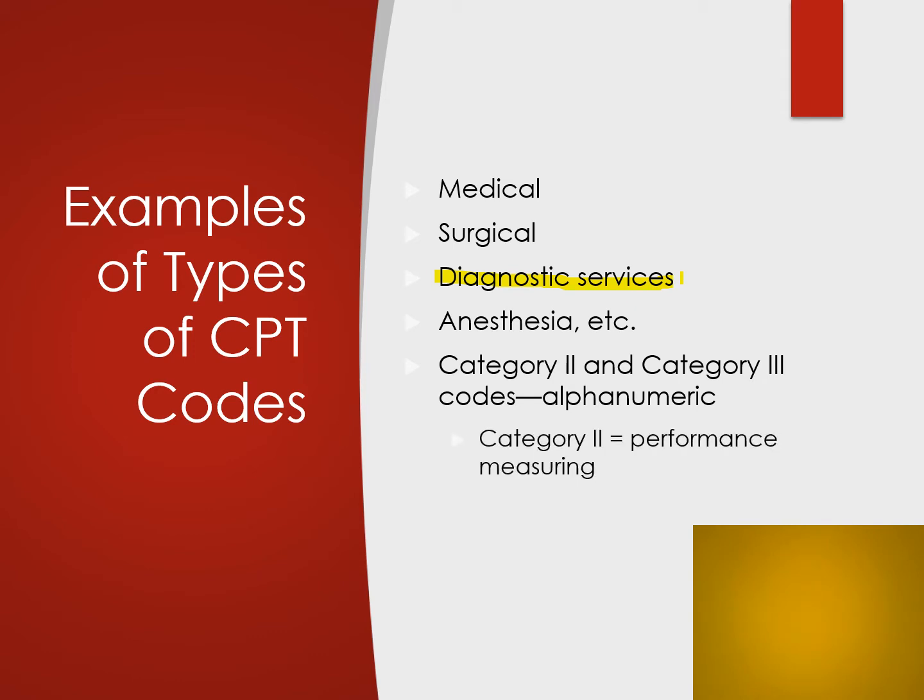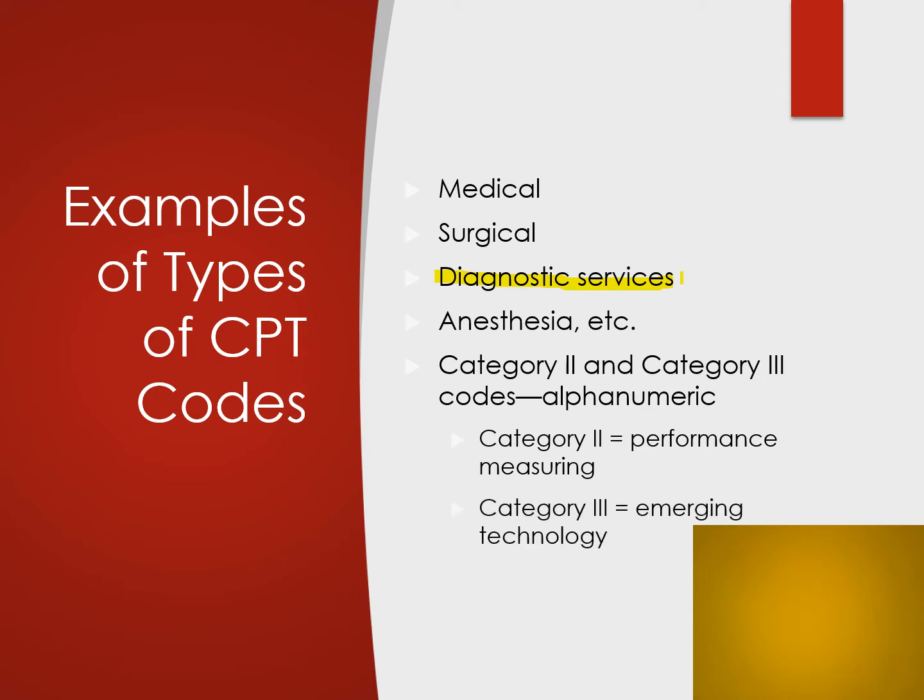Category 2 codes are for performance measures. And this is, for example, doctors get paid for measuring a patient's health status. For example, if the doctor documents that the patient has received the flu vaccination and he documents that, well, then that's information that the performance measure is being performed.